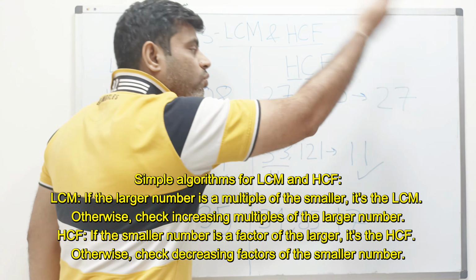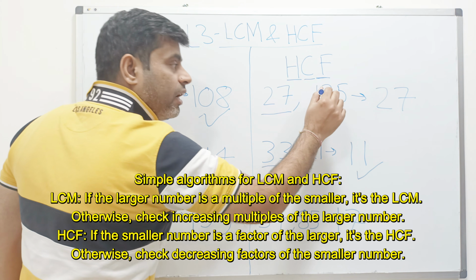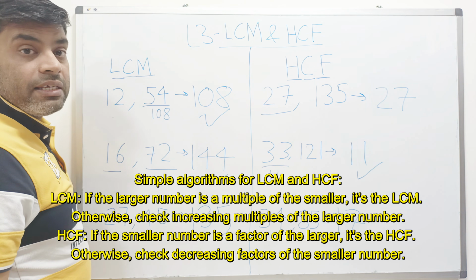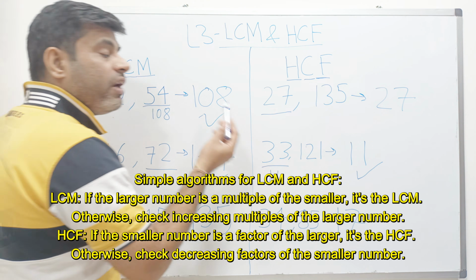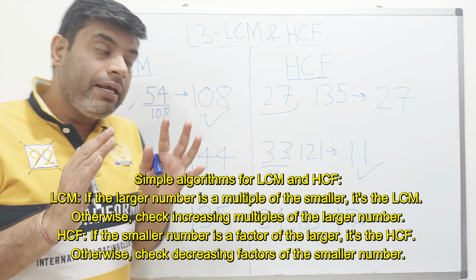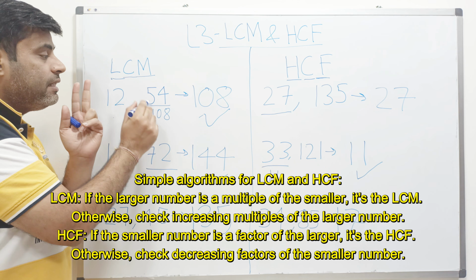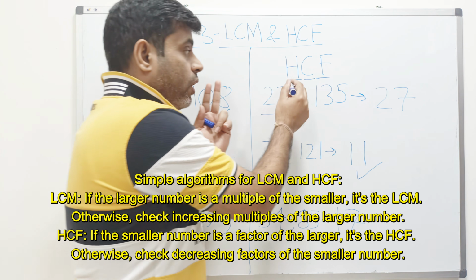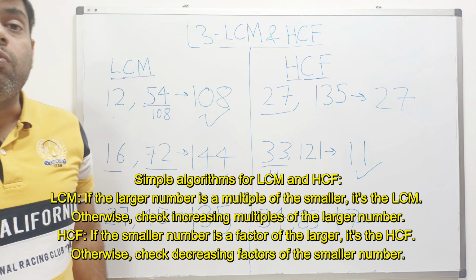Highest common factor, totally opposite. Here, look at the smaller number. Is this a factor of the larger number? If yes, then that is the answer. If no, then look at the next factor. So you saw two simple techniques. If I want to know least common multiple, see the higher number. If I want to know highest common factor, see the lower number. Simple technique.